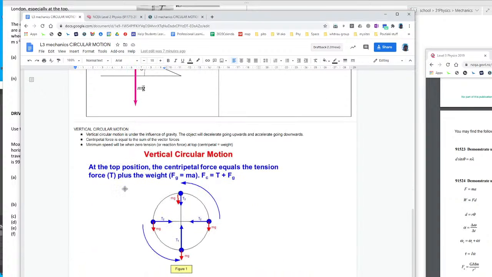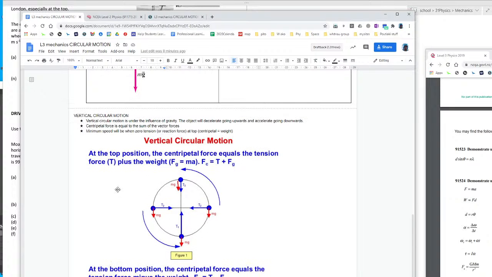The third and final type of circular motion questions are vertical ones. So these are ones where we have something that's swinging in a vertical circle. And what have I said there? Vertical circle motion is under the influence of gravity. The object will decelerate going upwards and accelerate going downwards. So as we're going up, it's decelerating. As it's coming down, it's going to be accelerating.